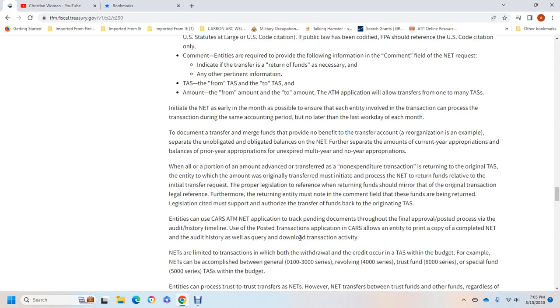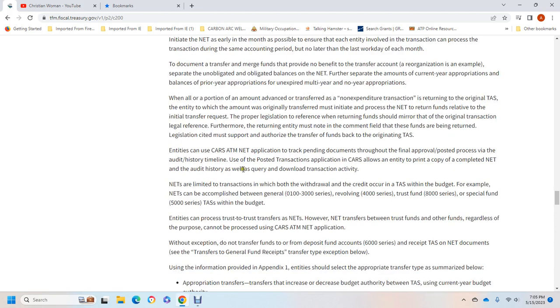The legal reference for the returning entity must be known in the common field of the use of funds. The legislation citation cited must support the authorized transfer of funds back to the transfer accounting symbol, and either CARS ATM or an expenditure transfer application will apply. The document remains pending throughout the final approval and post process. The audit history of the timeline of the posted transaction application in CARS allows users to print a copy of the non-expenditure transaction audit history, as well as query and download transaction activity for non-expenditure transactions.